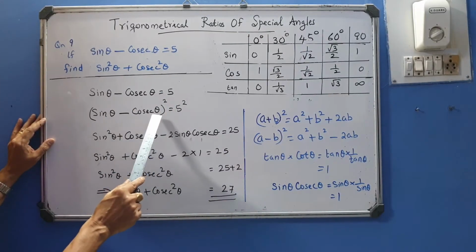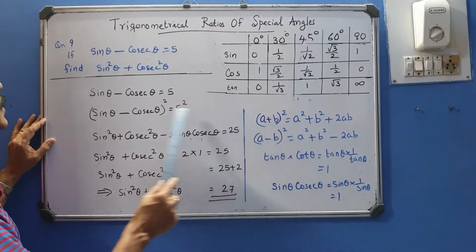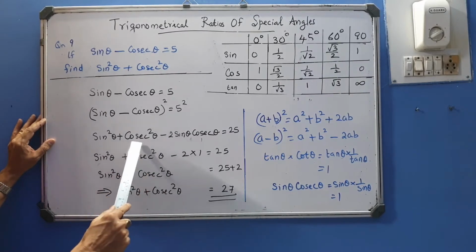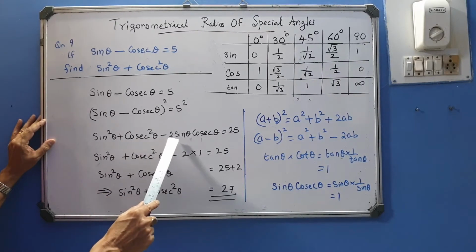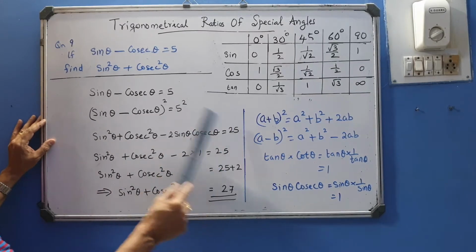Sin theta minus cosec theta the whole square is 5 square. Use the formula a minus b the whole square. So it will be square of the first one, that is sin square theta, plus square of the second one, cosec square theta, minus 2ab, 2 into sin theta into cosec theta. Square of 5 is 25.